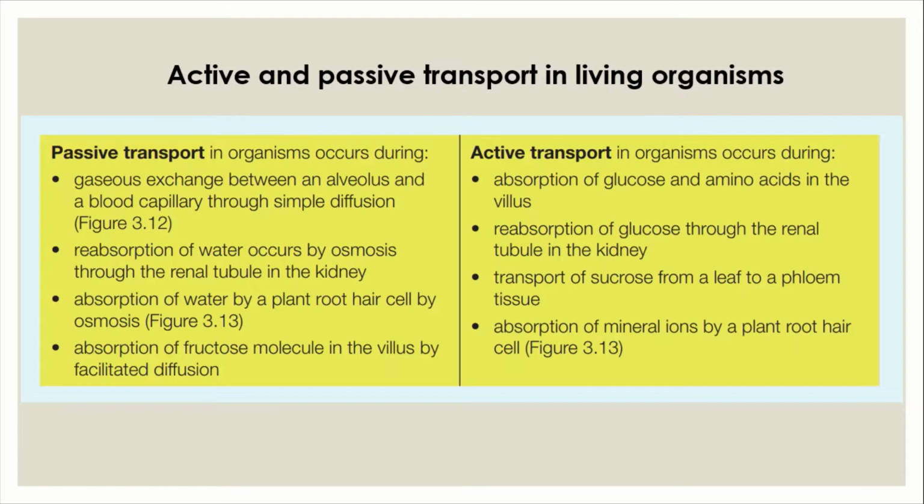Okay, active transport in organisms occurs during absorption of glucose and amino acids in the villus, reabsorption of glucose through the renal tubule in the kidney, transport of sucrose from a leaf to a phloem tissue, and the last one, absorption of mineral ions by a plant root hair cells.